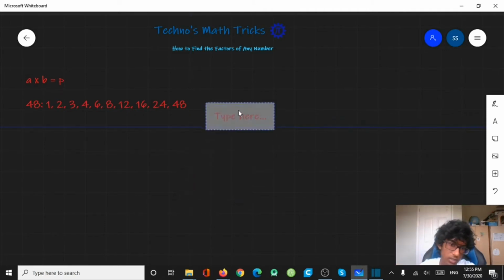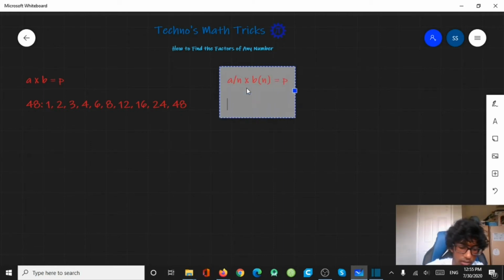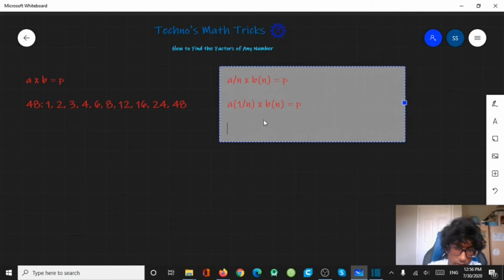What I did was I took that into an equation format, which actually is a pretty simple thing to do. I did a divided by n times b times n equals p. Or in another format, a times 1 over n times b times n equals p. It's a pretty simple equation, and all it does is take a relationship that already exists and put it into an equation format.